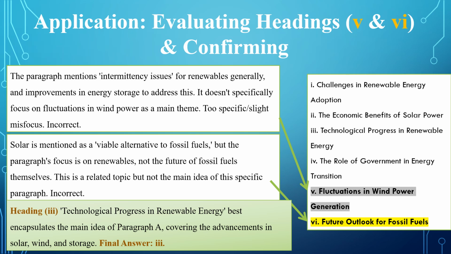Incorrect. Step 5, eliminating and confirming. We've systematically gone through each heading. Headings I, E, IV, V, and VI are either too specific, too narrow, irrelevant, or only touch on minor details. Heading E, technological progress in renewable energy, clearly and comprehensively covers the main thrust of paragraph A, the advancements, improvements, and breakthroughs across different renewable technologies. So, this is our confirmed answer.